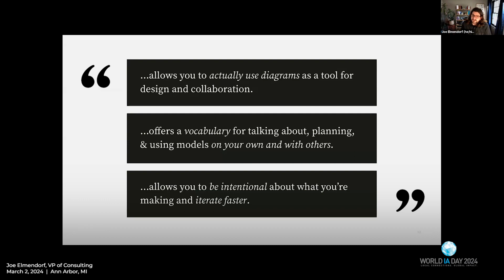It offers a vocabulary for talking about planning and using the models, both on your own and with others. And it allows you to be intentional about what you're making so you can iterate faster. We know that software might take months and months to make, and so we make a model to figure out in a day or two, is that the thing? Do we want to take months and months to do that, or should we figure it out first? Similarly, this model approach will only take you 10 minutes and help you figure out what it is that I actually want to spend the time to model in service of the end goal.